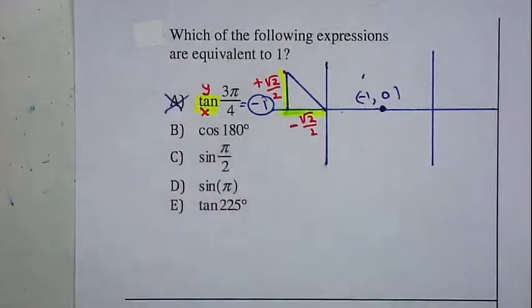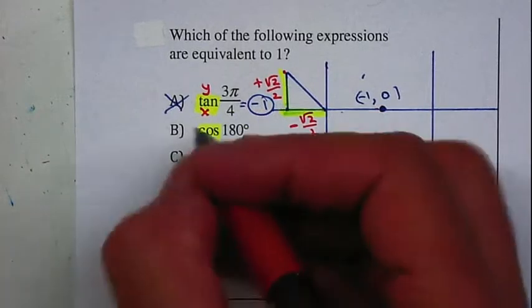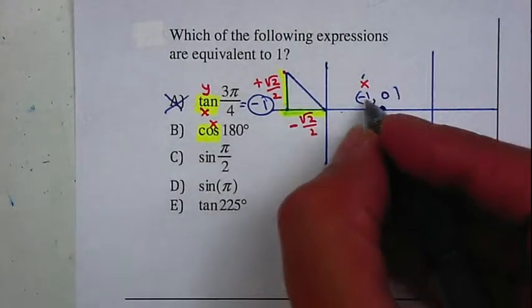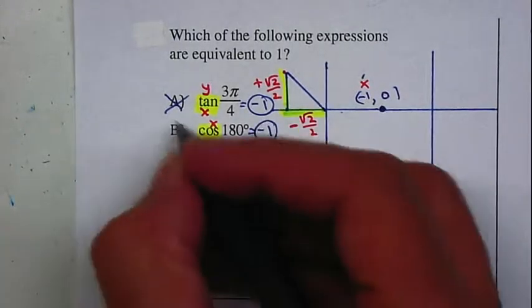Then I need to think. Cosine, is that my x or my y? Cosine is my x value. And your x value is negative 1. So B is not the answer.